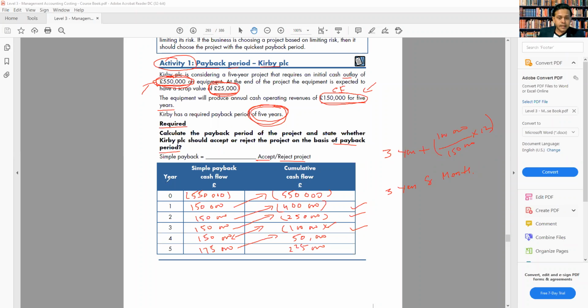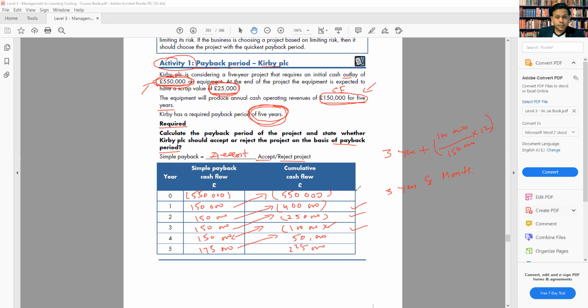We should accept the project because the payback period is lower than the company policy. So we said accept it. So this is the way we can calculate the payback period and we can take the decision. So now you know how we calculate that.